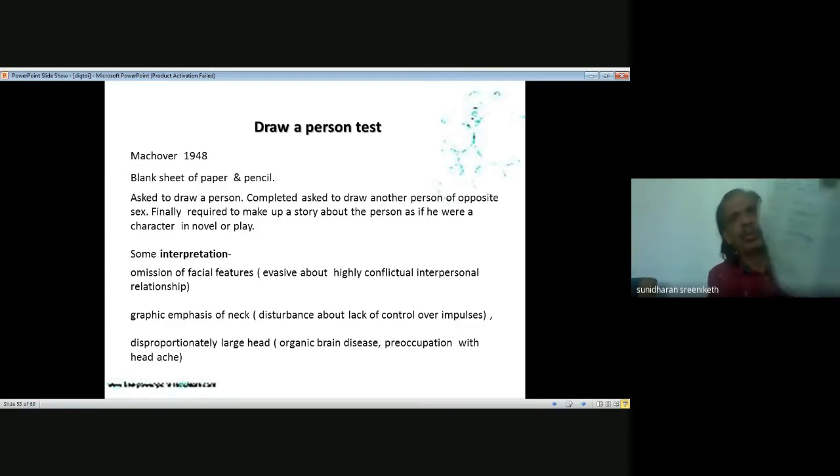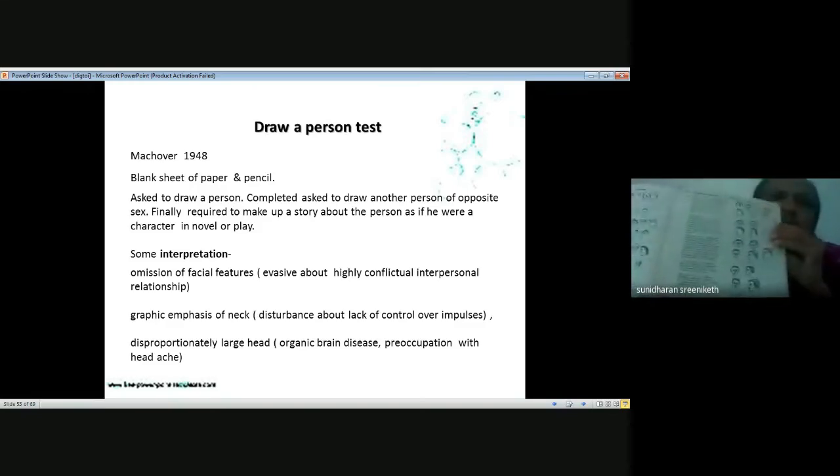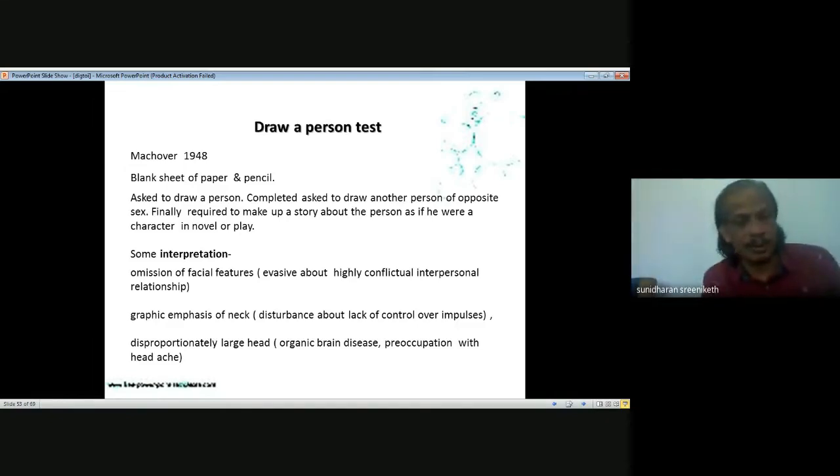Okay. We'll show you this. These are the criteria for giving scores to each part of this drawing. Anyway, I think you will do it as part of your practical. I don't know whether the practical session includes this test.